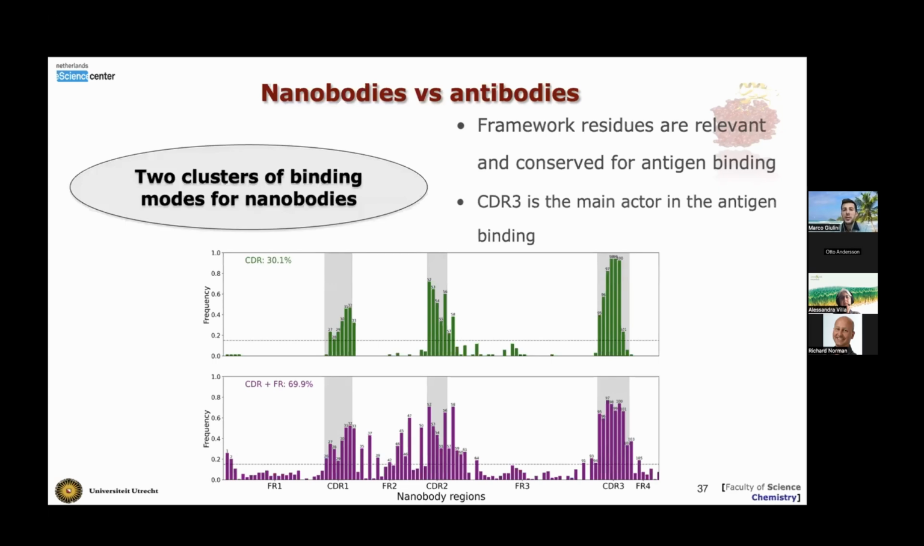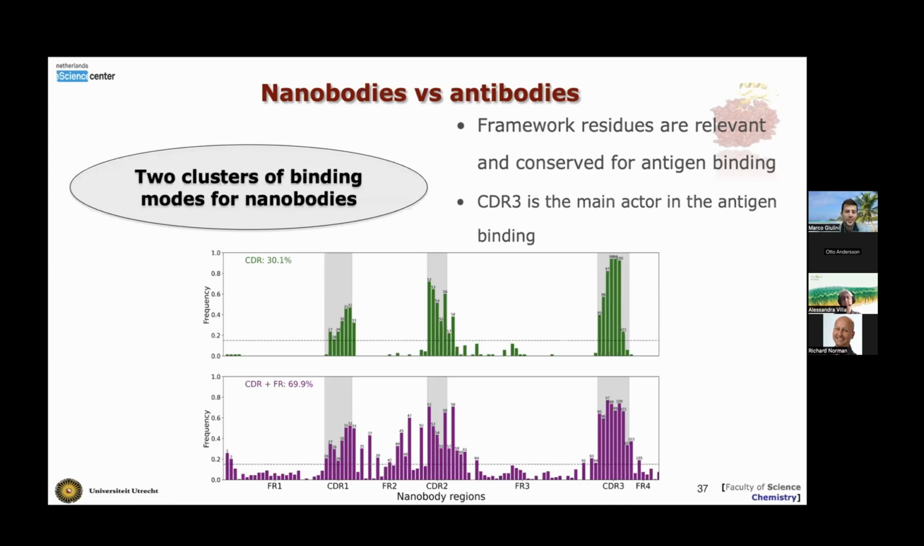What Miguel found out also is that we can define 2 different clusters of binding modes for nanobodies. So 2 different clusters of amino acids that on the nanobodies are used to contact the antigen. So Miguel here took all the available nanobody antigen complexes, and he found out that we can divide them roughly in 2 groups. Basically, in the first one, we see how the nanobody is contacting the antigen using only the CDRs, only the variable loops. So the CDR3 here on the right is always present, while the other 2 CDRs are most of the times there.